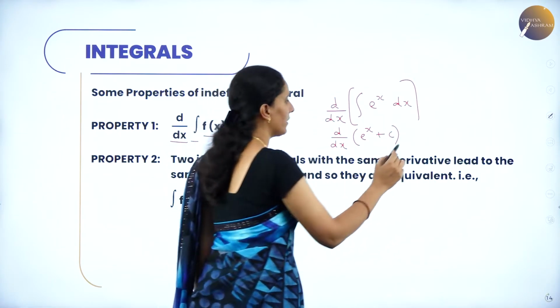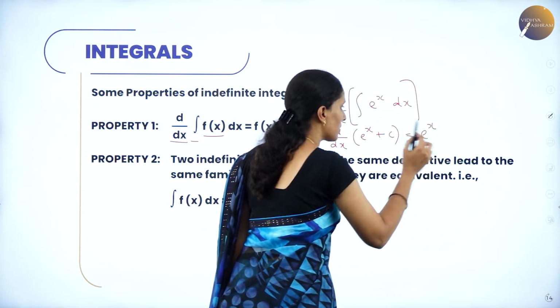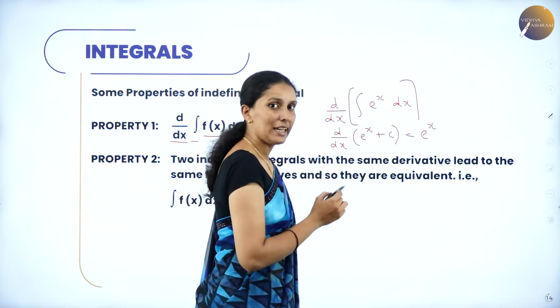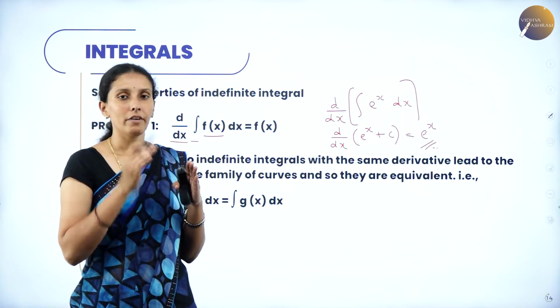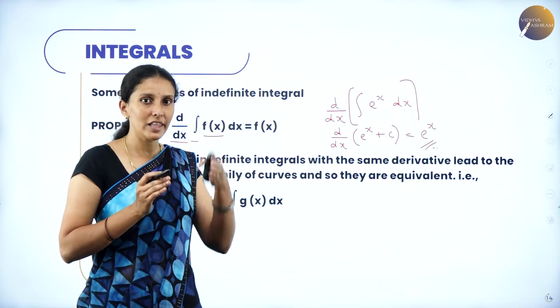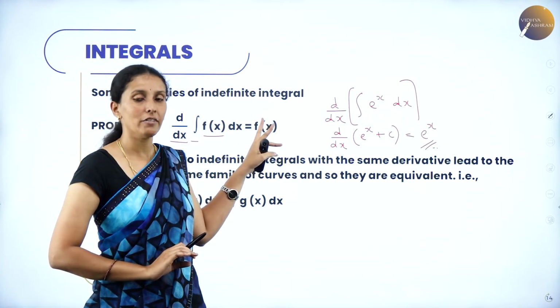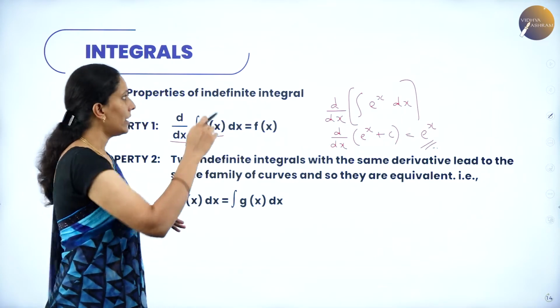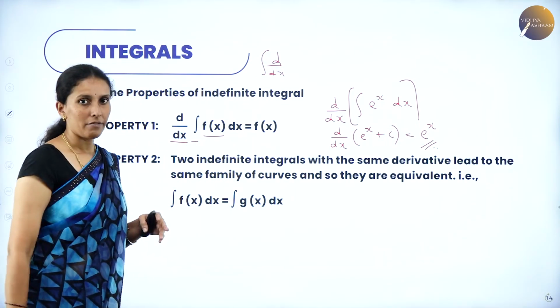Now, let us differentiate it. What is the derivative of e power x? It is e power x. What is the derivative of a constant? It is 0. Hence, the value is e power x. So, whenever d by dx is given with the integral, then the value is the function itself. Similarly, integration of d by dx of a function also gives you the same function.